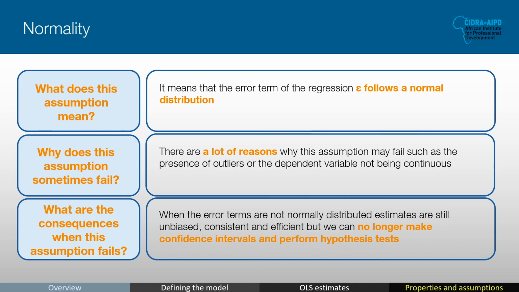There are a lot of reasons why this might not be true, why in fact the data will not follow a normal distribution, such as the presence of outliers or the dependent variable not being continuous. If this assumption is not true, the estimates of the model are still unbiased, consistent, and efficient, so all the desirable BLUE properties are still there. What changes is we can no longer make confidence intervals or perform hypothesis tests for these estimates, as we do not know what distribution to follow.